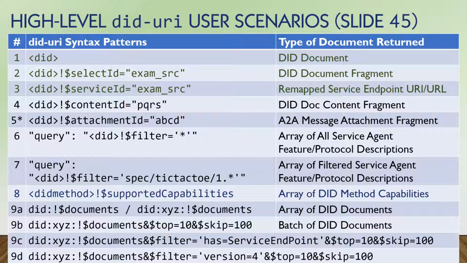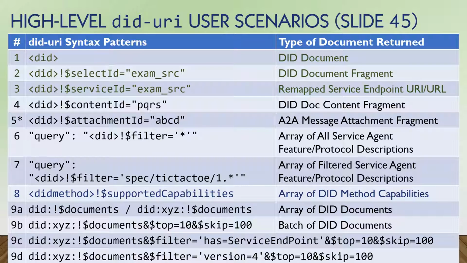Attachments, we already talked about attachments. So this is being able to extract attachment ABCD out of an Indy 8-way agent-to-agent message. So this is a message attachment fragment. In the Indy feature discovery spec, there's the ability to query all of the service agent features or feature descriptions. So part of the JSON for the request object is the query attribute, and there you pass in the did URL that represents your query.